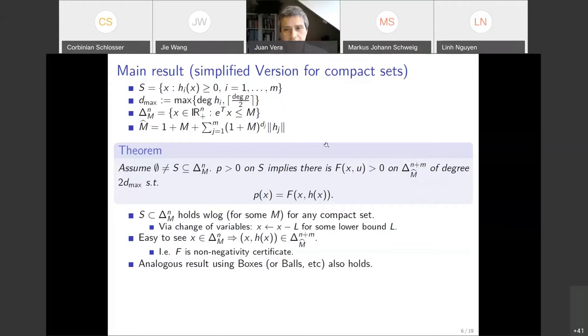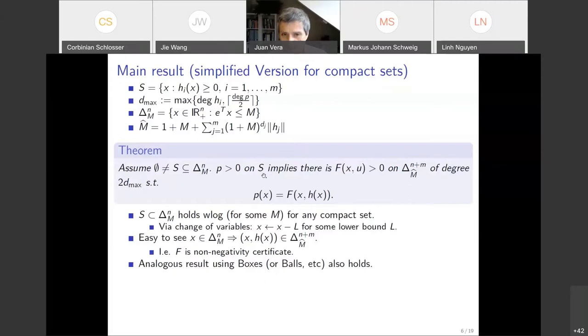And then the theorem is: if S is a subset of the simplex, so in particular if S is compact, and P is positive on S, then I can build this F. I know that there is one. There is an F here that is positive in this larger simplex. Notice that this is in a higher dimension. I have my N original variables plus M U's. And then M hat is this constant here that is going to be larger than M in general. The degree is going to be 2D max, where D max is this quantity defined here on top, such that P of X is equal to F of X comma H of X. And this is going to be a certificate of non-negativity for P on S.